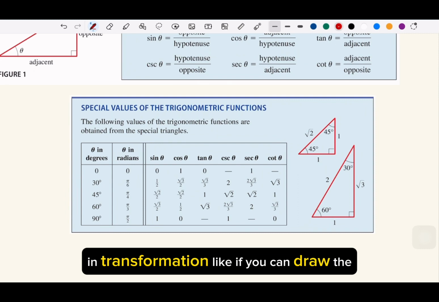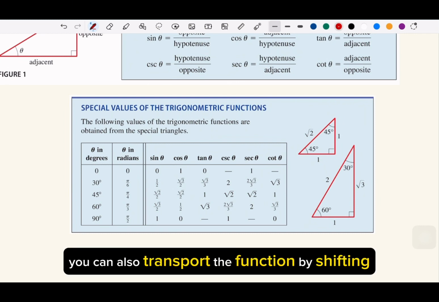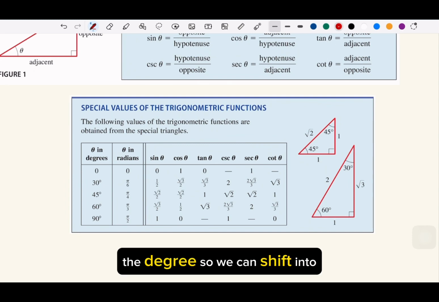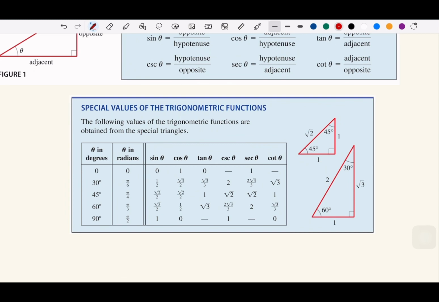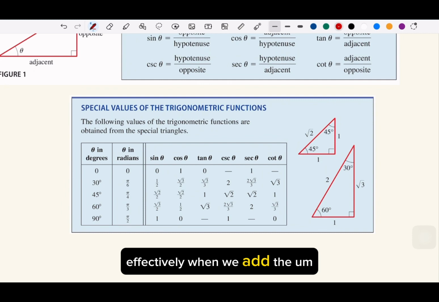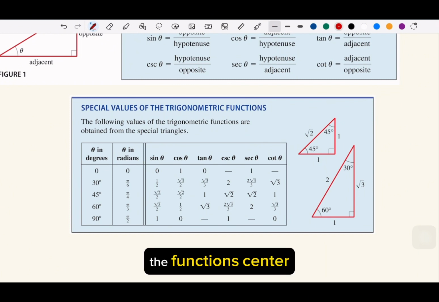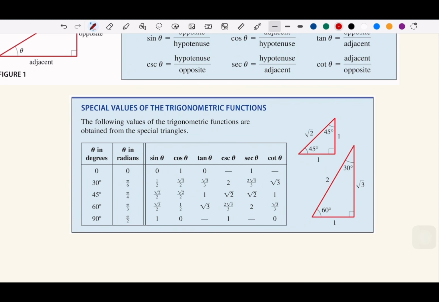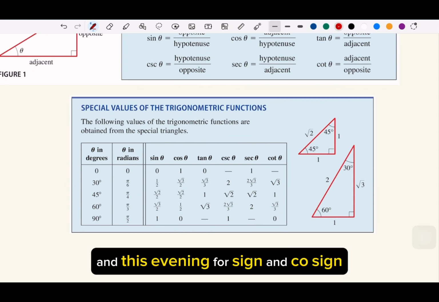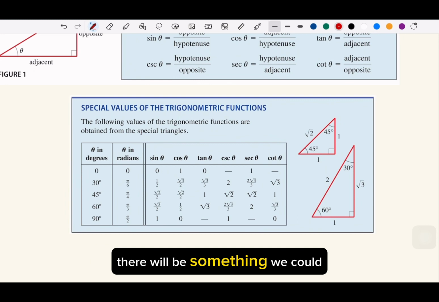In transformation, if you can draw the graph for sine, cosine, and tangent, we could also transform the function by shifting the graph. We can shift vertically, meaning we add some constant, or we can shift horizontally, just like we did in the functions chapter. We can shift it to the right or to the left. For sine and cosine, sometimes we could say that if we shift it by pi over 2, the sine will be the cosine.